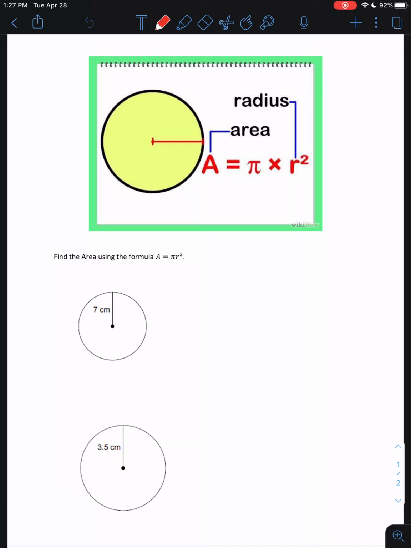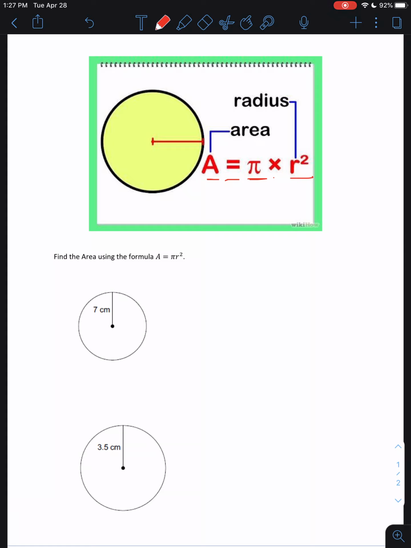So, area of a circle. Anytime we're finding area, it is the amount of space the shape takes up. So to find the area of the circle, we use A, our area. Our area equals pi multiplied by our radius squared. So that's our formula we're going to use.